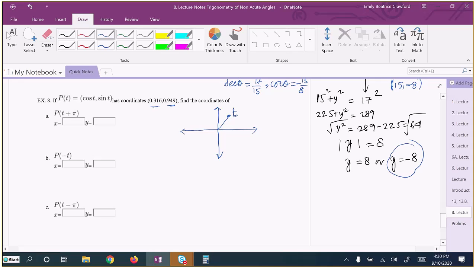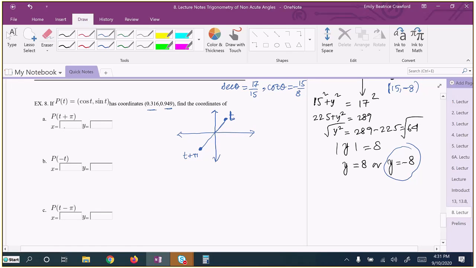If I do t plus pi, I need to start here. This is the t. T plus pi should be on the opposite side, so it should be here. So this is t plus pi. For this point, what will be the coordinates? Well, in the third quadrant, both x and y are negative. So what is your x? Whatever x was given to you, you just take its negative value. So you say minus 0.316 and minus 0.949 answers your question.